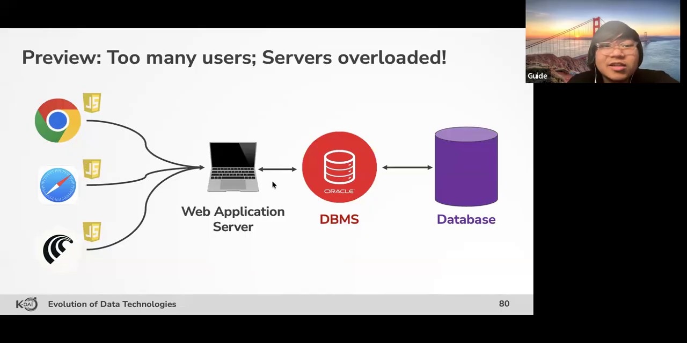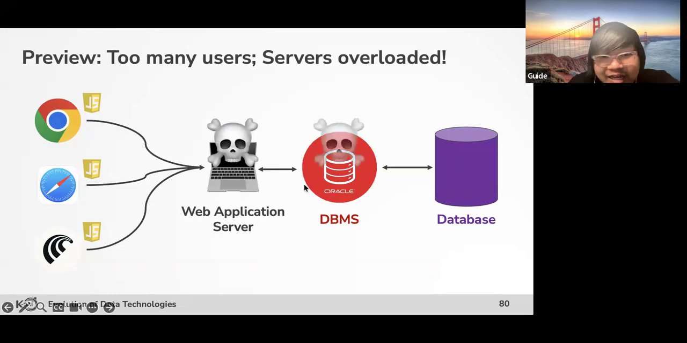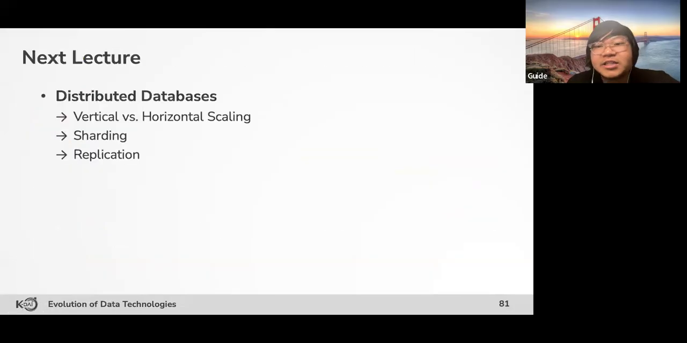If you just use a single server or a single DBMS to handle them, the server is going to die, the DBMS is going to die. How do we solve this? That will be the next lecture. We're going to talk about databases that are not on only a single machine, what we call distributed databases. We'll cover vertical and horizontal scaling, which are some of the solutions, then sharding, which is basically database partitioning, and replication. We will talk about the first 2 solutions to our big data challenge and see how they work. Any questions, comments, concerns?